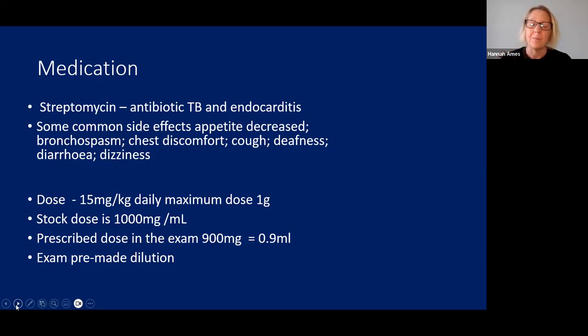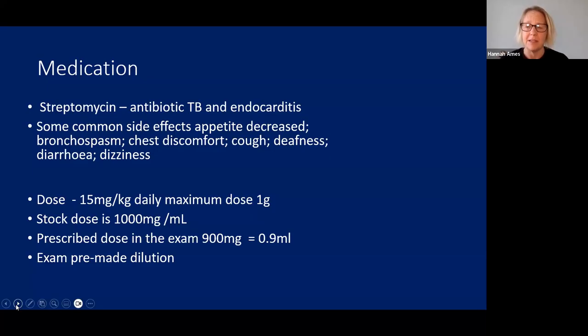The dose is based on weight, so it's 15 milligrams per kilogram, as a daily dose up to a maximum of 1 gram. If our patient, for example, is 70 kilograms, the dose would be 900 milligrams at 15 milligrams per kilogram. In the exam, the stock dose appears to be 1,000 milligrams per ml, with a prescribed dose of 900 milligrams. If you've got 1,000 milligrams in 1 ml, each 0.1 of a ml will have 100 milligrams, so we'd want 0.9 of a ml to get that 900 milligram dose.